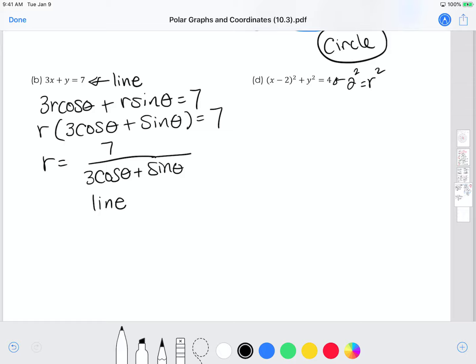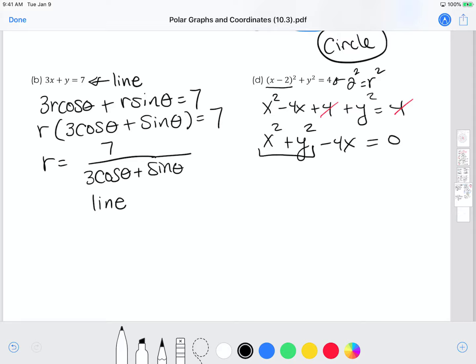Okay, so I'm going to square my x minus 2. So I have (x - 2) times (x - 2), which gives me x squared minus 4x plus 4, and then I bring down the plus y squared is equal to 4. If I subtract 4 from both sides, those disappear. And so I'm left with x squared plus y squared, and a minus 4x is equal to 0.